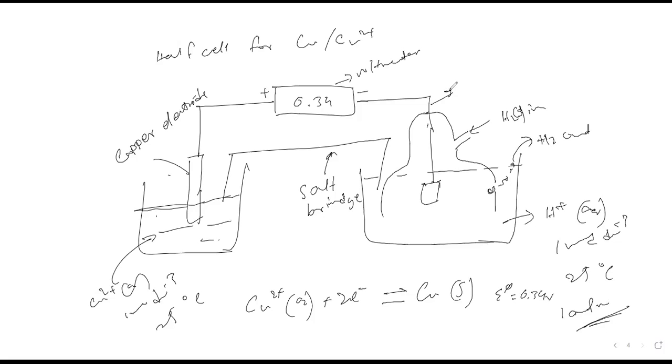And I forgot to mention, this is the platinum electrode. You just write all the things which you need to mention, because they ask you to draw and label the diagram. So there are also marks contained in the diagram. So that's it.